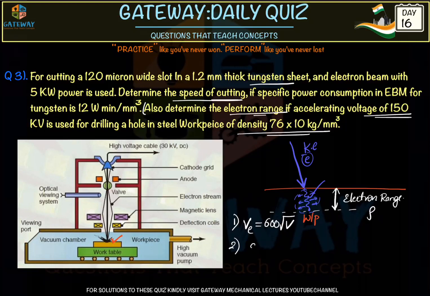So for that, an empirical relation was given, and that empirical relation, range, is generally denoted by delta. It is said that delta equals 2.6 into 10 power minus 17 into V square, where V is the accelerating voltage, upon the density of the metal. So these two equations we'll be using here to solve this question. Let's proceed to the solution.